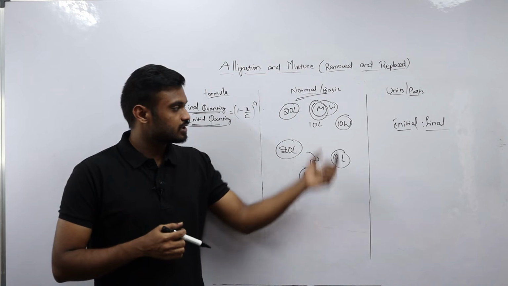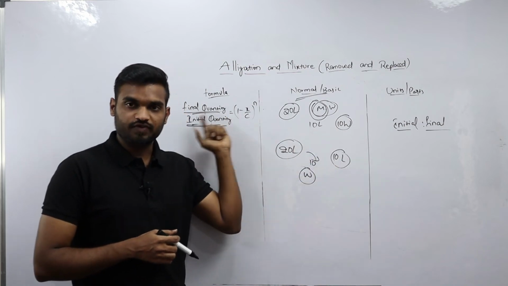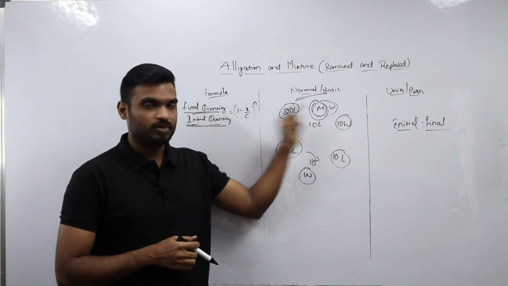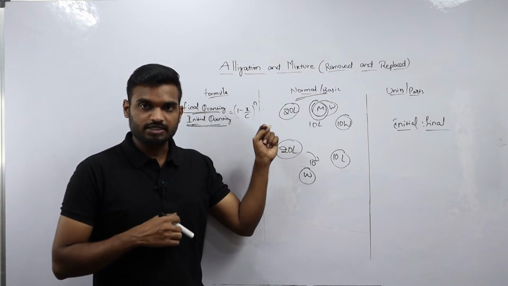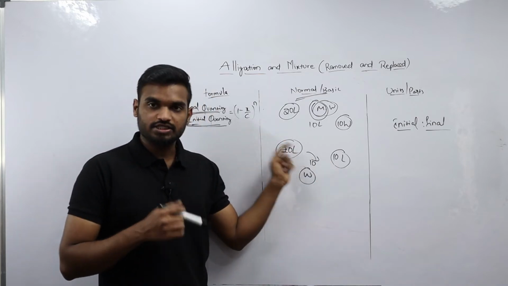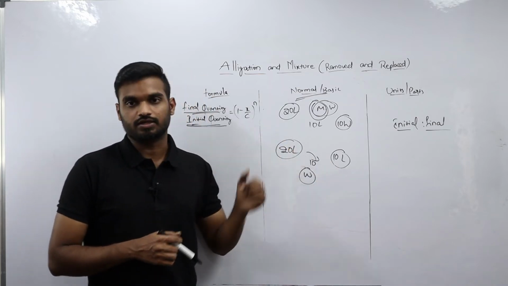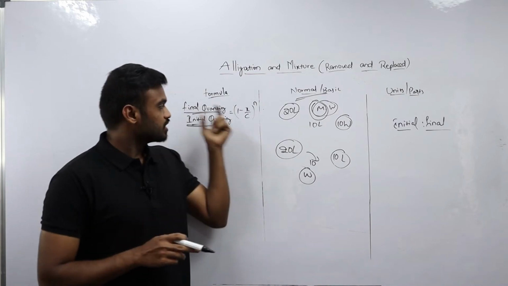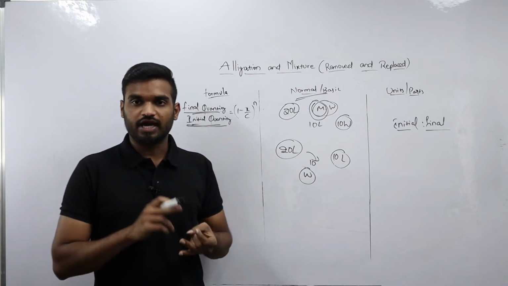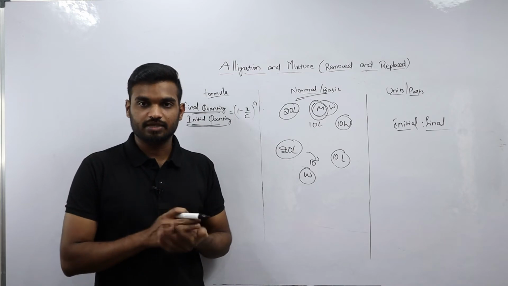Okay, if I am replacing the quantities with water, the initial and final quantity values must be in the form of milk. If I am replacing the quantities with milk, then initial and final quantities must be the values of water. Always remember, the initial and final quantities must be the values of quantities that is not getting replaced.